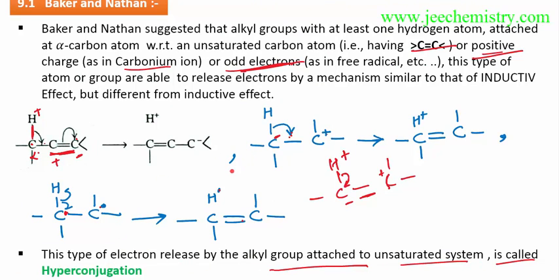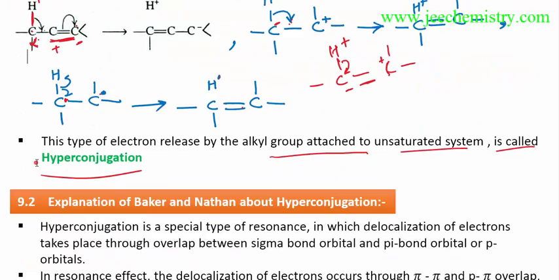If in any examination the theory about what is hyperconjugation is asked, then we can explain the Baker and Nathan effect. Baker and Nathan suggested an alkyl group attached with at least one hydrogen atom. The condition is that at the alpha position there must be at least one hydrogen. If two hydrogens are there, then more hyperconjugating structures will be formed. If one is there, then fewer hyperconjugating structures will be formed. But definitely there will be hyperconjugation if one C-H bond is there at the alpha position.